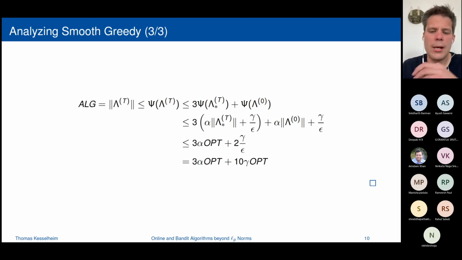And so, actually, by only using these two properties, namely that we have this approximation of our norm with multiplicative error alpha, additive error gamma over epsilon, and the fact that we have this gradient stability, which implied this approximate supermodularity, we immediately get this O of alpha plus gamma competitiveness. And this is actually all we need.